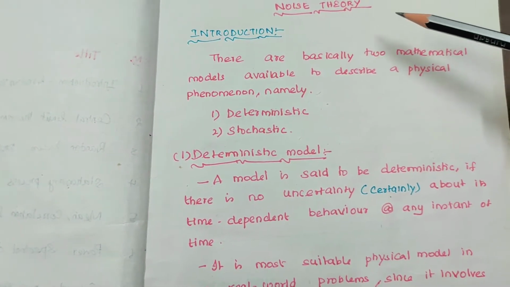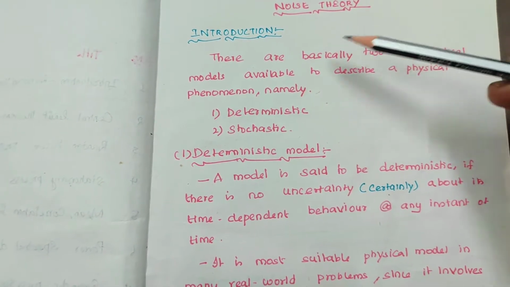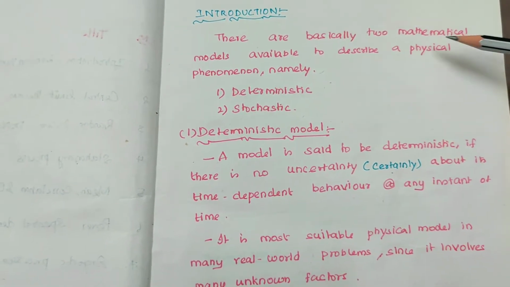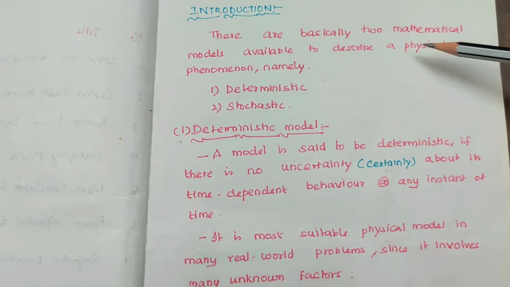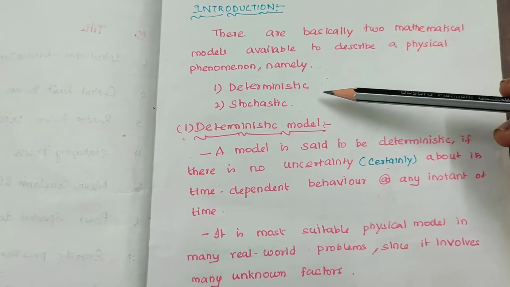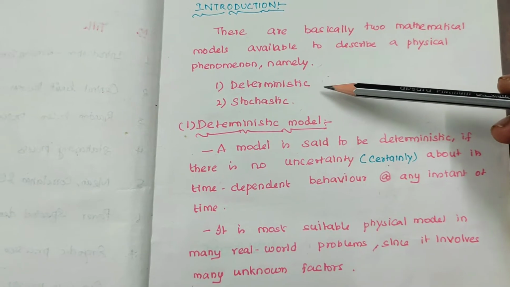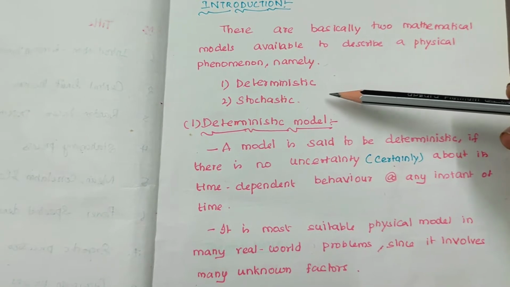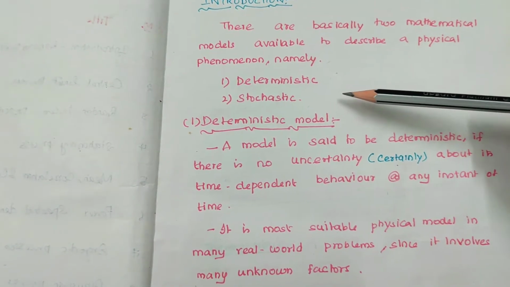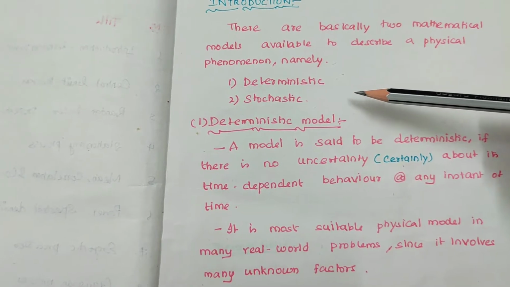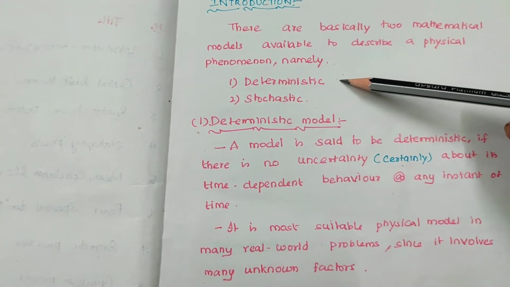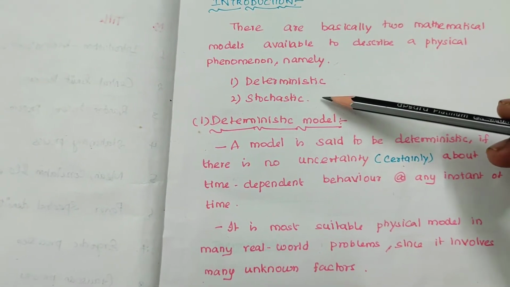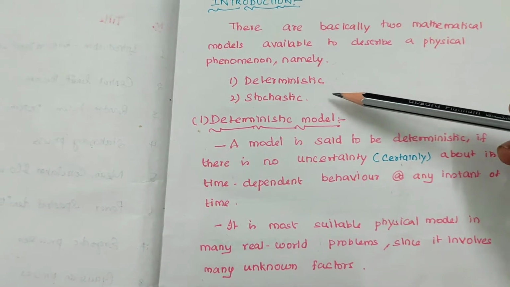Before going to know what noise is, we need an introduction on why we study noise particularly. There are basically two mathematical models available to describe a phenomenon, which can be either deterministic or stochastic. Deterministic means it is determined, so it can be found, whereas stochastic is random in nature, or probabilistic. What can be modeled using a mathematical formulation is called a deterministic model, whereas what cannot be predicted is called a stochastic model.